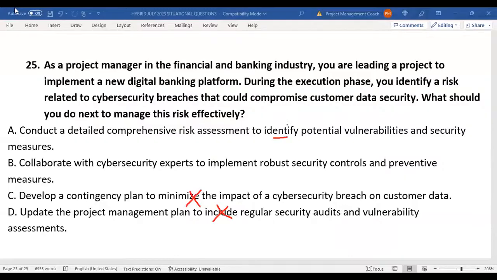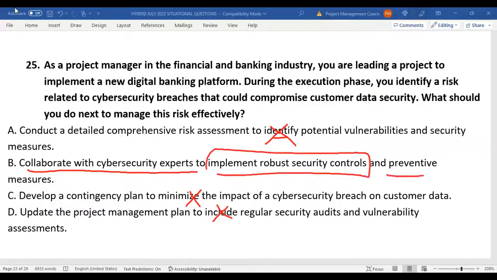Doing an assessment and not doing anything about the exposure is not the best option. What you do want to do is collaborate with cybersecurity experts. They can do all the assessment stuff that they need to as part of implementing robust security controls and preventive measures. You want to go with that. That is the best option for this question, my friends.